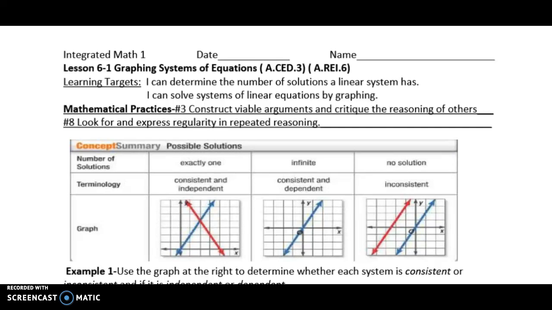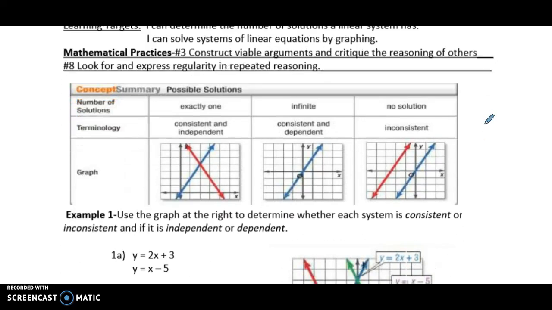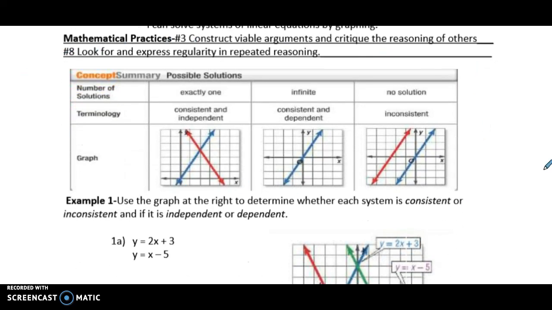By the end of this video, you should be able to determine the number of solutions a linear system has and solve systems of linear equations by graphing. Graphing it is just one way we can solve them. So this chart right here is a little bit of an introduction to this topic. There are different numbers of solutions we can get. We can either have exactly one solution, infinite solutions, or no solutions.